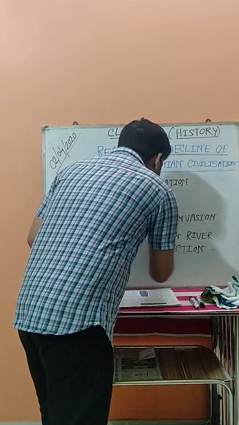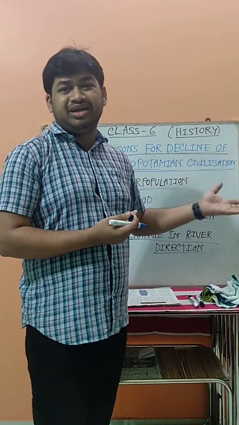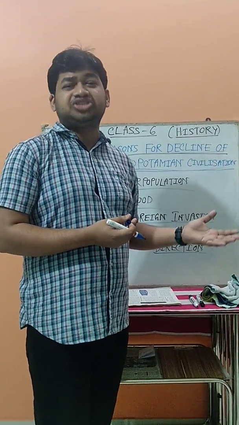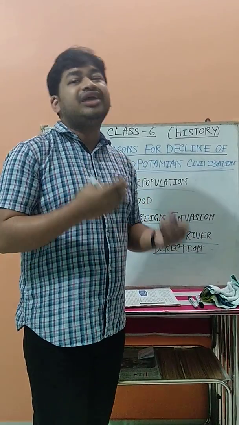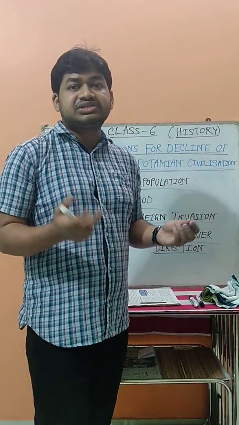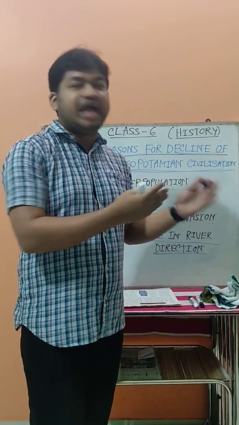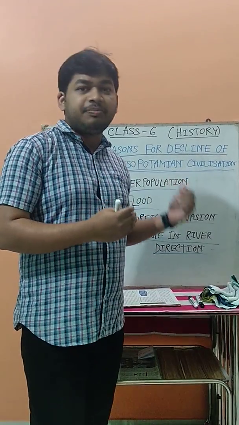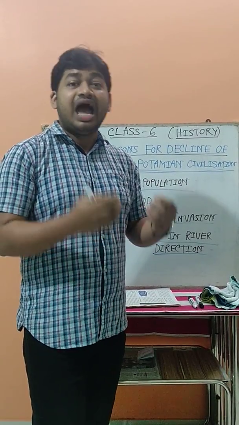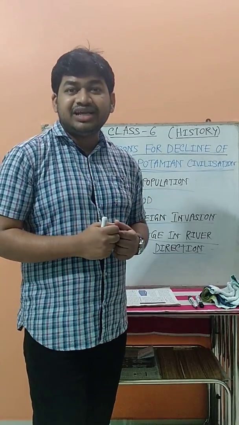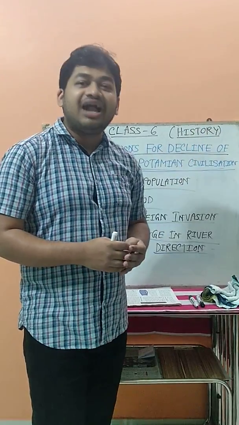Now the last one is the change in river direction. As we know, all the civilizations, Mesopotamian, Egyptian, Indus, are river-based or river valley civilizations. Now if any natural calamity happens, like a natural disaster such as an earthquake, the river starts to flow in another direction. At that time, the people who live beside the river did not get a sufficient amount of water and a good climate. So what did the people do? They left the place and went to another new place.